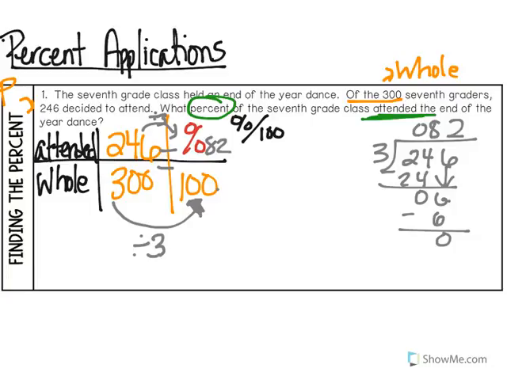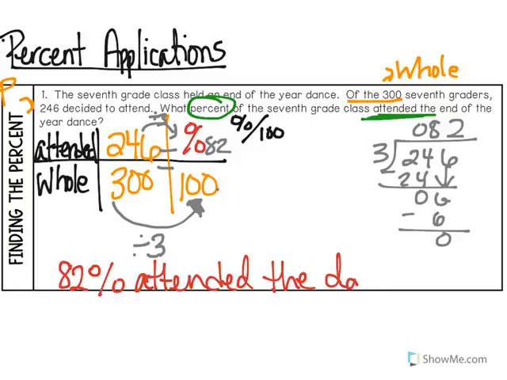So this question, my answer is 82% attended the dance. Okay? I used a ratio table and a proportion to solve. Now what if I give you the whole and the percent and I want to find the part? Let's try another one.